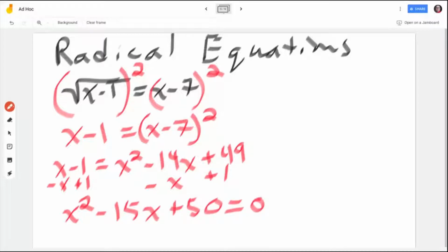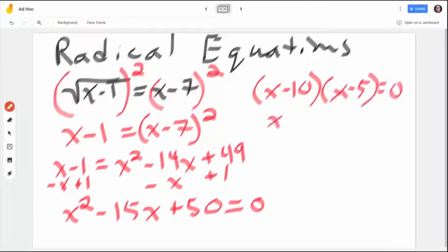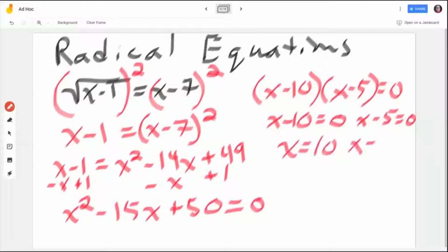We can factor that. When we factor that, we get x minus 10 times x minus 5 is equal to 0. And so we would set both of those equal to 0 and solve them. Let's see what we get. So we would get x is equal to 10 and x is equal to 5.